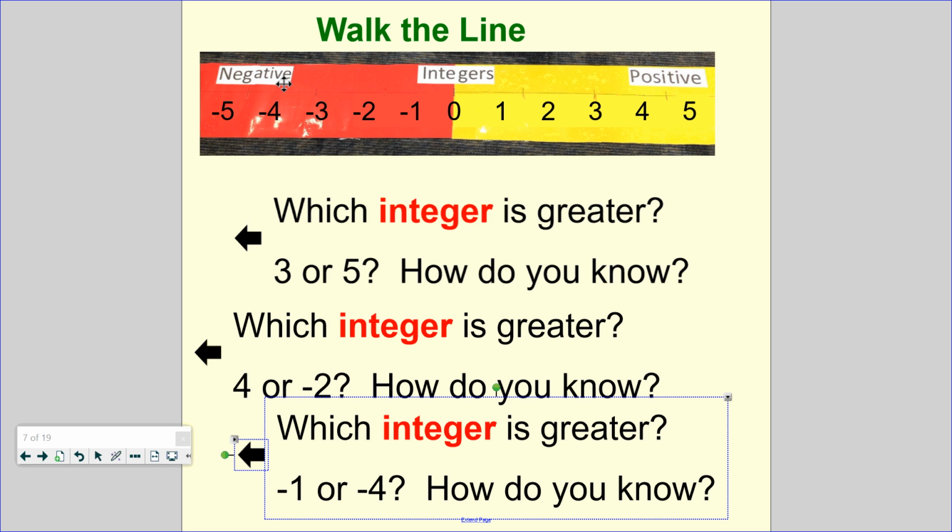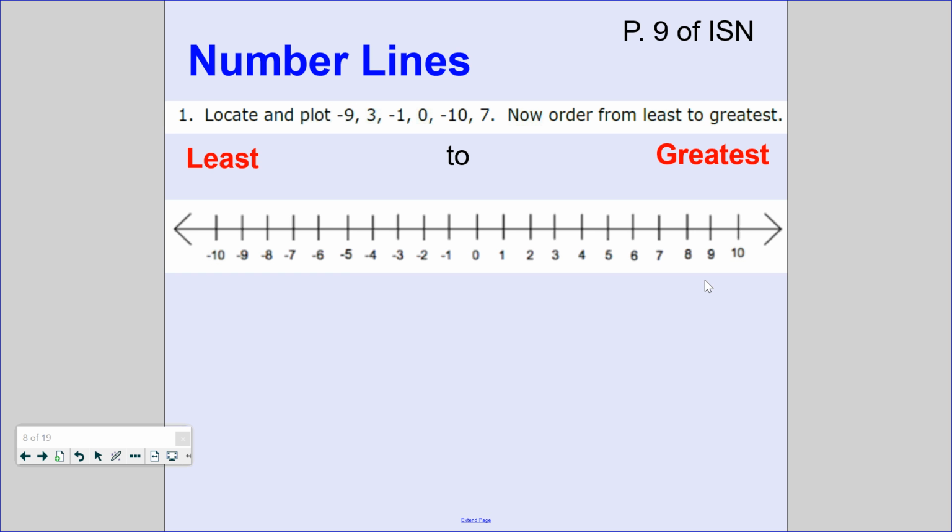Let's use a real life scenario. If it is -1 degrees and -4 degrees outside, which one is colder? -4. If you are doing points and you lost 1 point and someone lost 4 points, who is greater? Someone who only lost 1 point is greater. So how do you know which integer is greater? Well, a number line goes from least to greatest. The least numbers are on the left side of a number line if it's horizontal, and the greatest numbers are on the right side, the positive side of the number line.